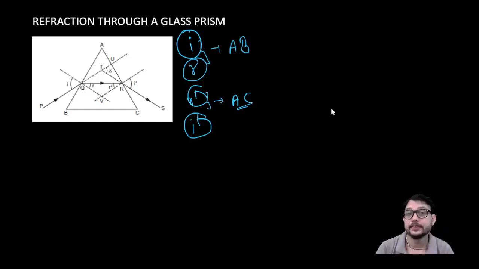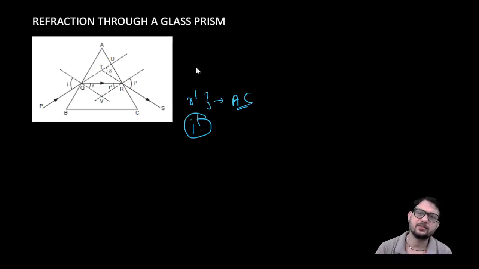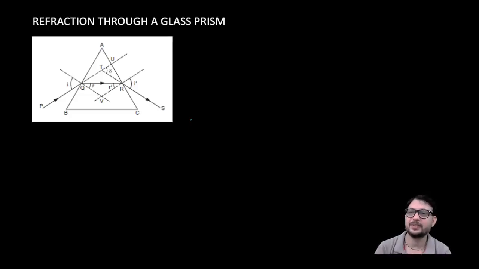So how can we get that expression? Firstly, we will start from Snell's law and try to generalize it in a very easy pattern. The pattern will be like this: according to Snell's law, as you know, the refractive index is given by sine I over sine R.